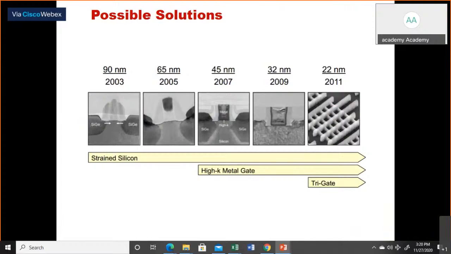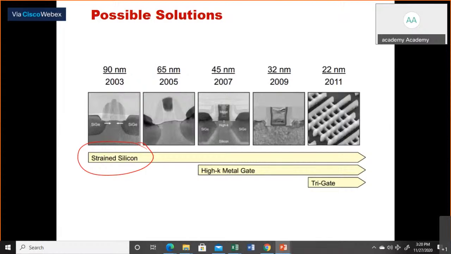What is the possible solution? Possible CMOS scaling solutions: the first is strained silicon. Strained silicon is a mechanical method where we strain the silicon in such a way that the mobility will increase. In traditional CMOS scaling, we have to increase the doping by k times.